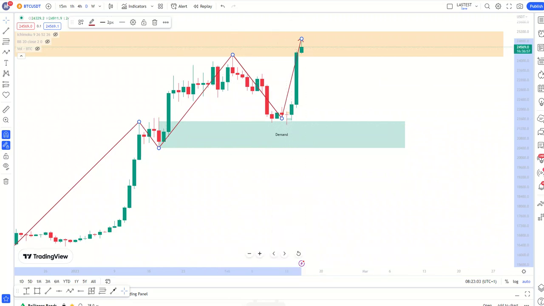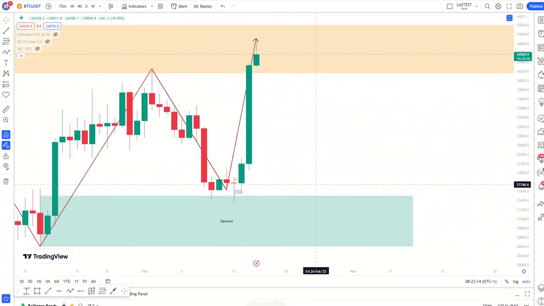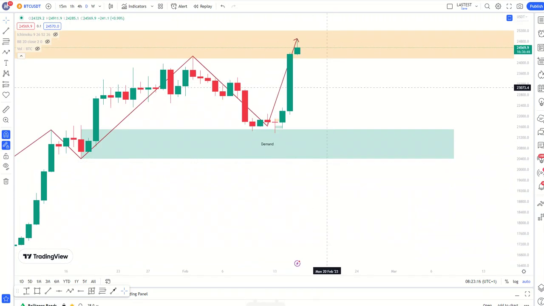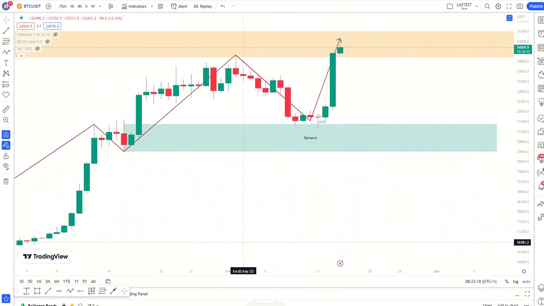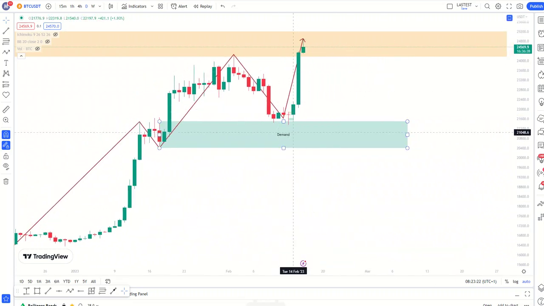So that's how price was able to respect this particular demand region and then push above. Now price has broken this particular high again. Do you understand? So that means for price to remain bullish on the daily time frame, price needs to protect this particular low. Do you understand?